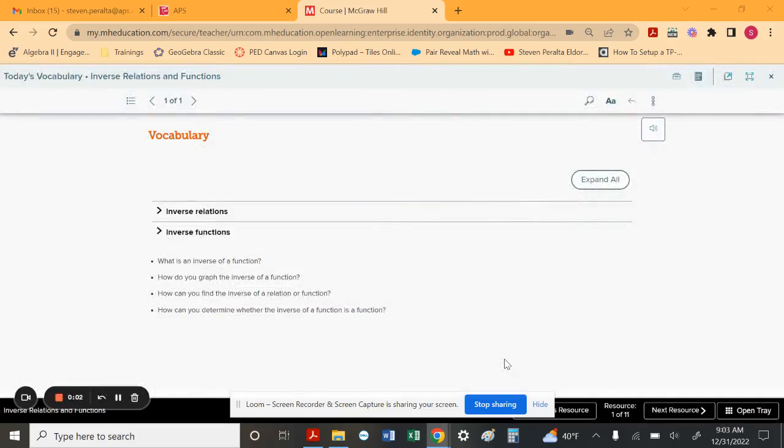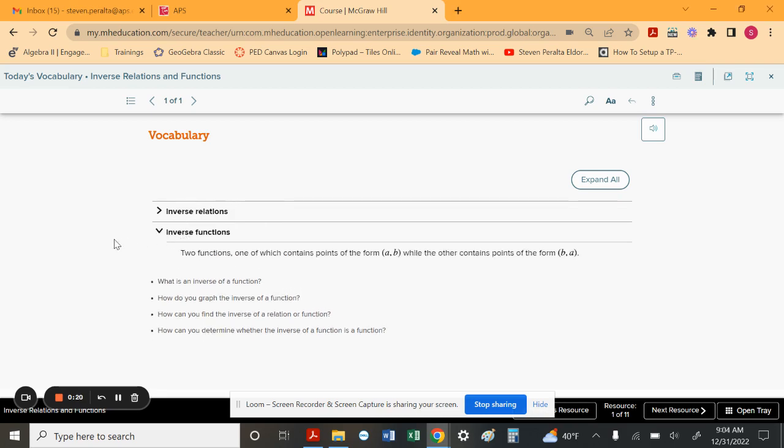Okay, let's go ahead and get started in the next section, which is 6.2. We're going to be dealing with inverse relations and functions. I shouldn't say we're going to deal with both, because I'm not really going to go over inverse relations, even though I'll cover it a little bit, and I'm not going to give you any problems in there. But an inverse function is a function which has the points a and b, and another function which contains the points b and a.